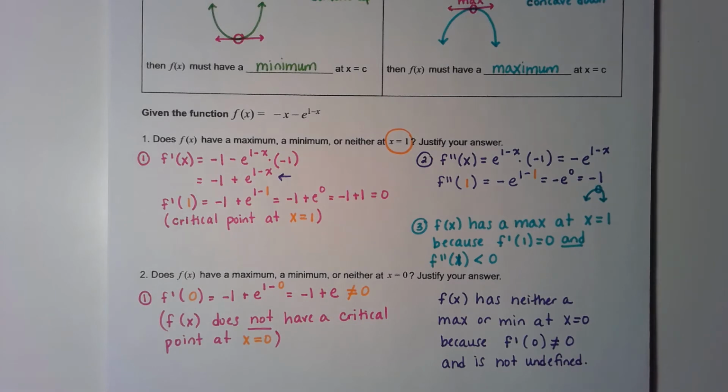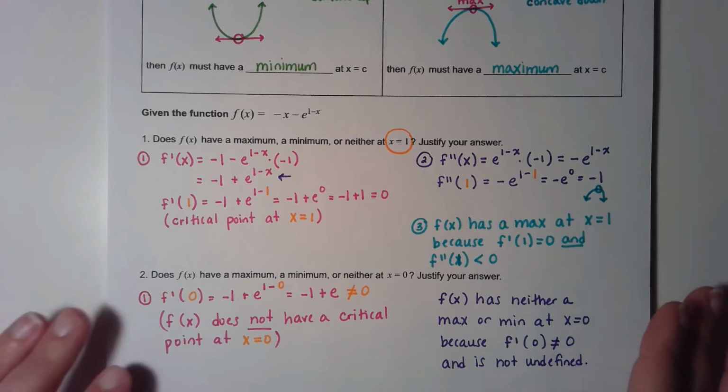So what I wanted to do here is show you an example where you do have a critical point, so then you need to go to the second step and find the second derivative to determine whether that's a max or a min, and also an example where you don't have a critical point, and so you stop because you can't have a max or a min, it's going to be neither.